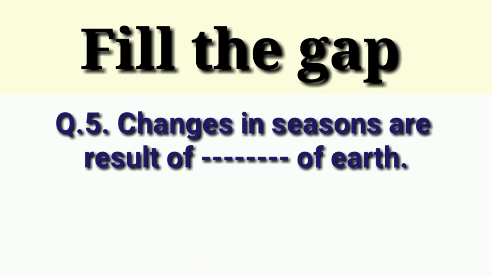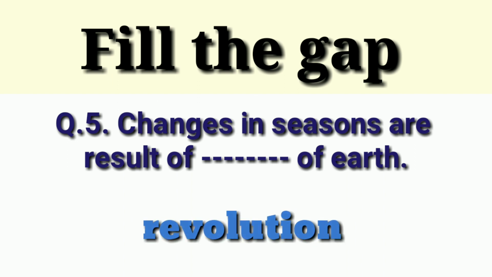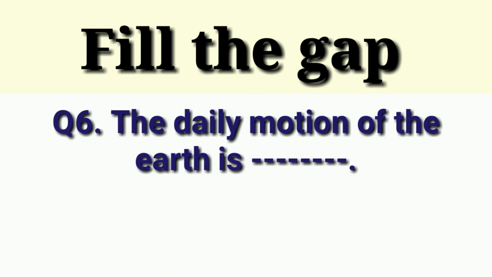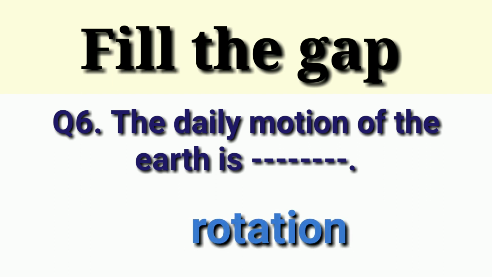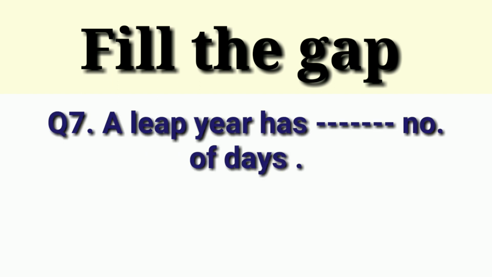Next question is, changes in seasons are result of dash of earth. Answer is revolution. Next question is, the daily motion of the earth is dash. Answer is rotation. Daily motion is rotation.